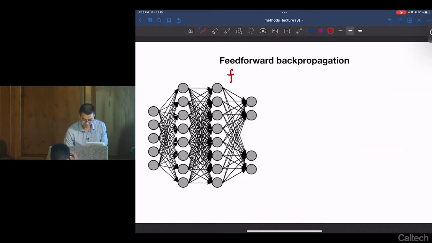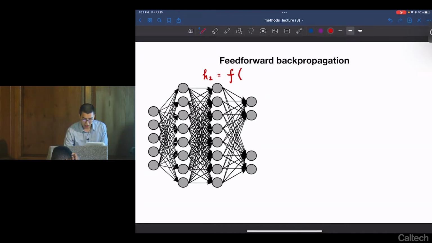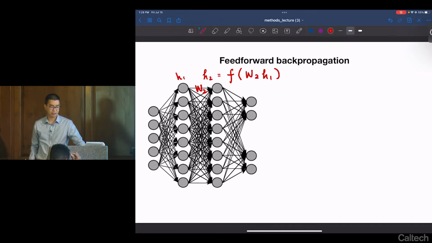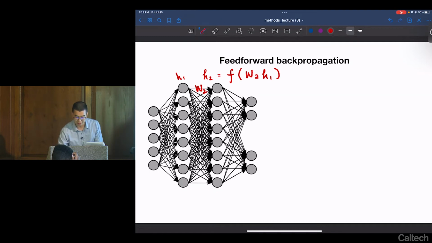a function. So if I call this node over here H2, this is going to be my nonlinear activation function times W. Let me call the weights here W2, and I'll call these nodes H1. It's going to be H2 equals F of W2 H1. And W2 times H1 is a multiplication. So I could write this as a graph that looks like the following.